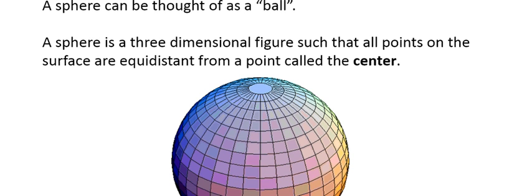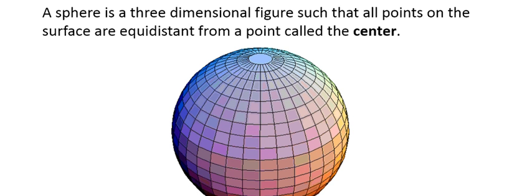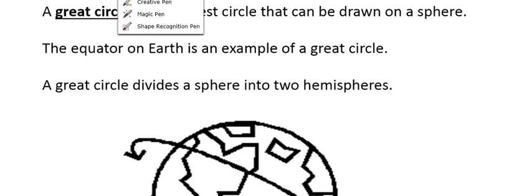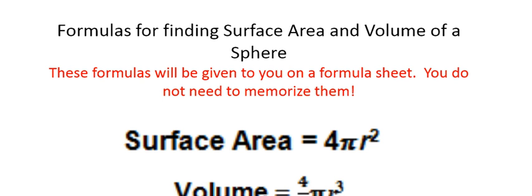The official geometric definition says it's a three-dimensional figure such that all points on the surface are an equal distance away from a point that's called the center. Now, a great circle is the largest circle that we can draw on a sphere. On Earth, the equator is an example of a great circle. The great circle will divide a sphere into two hemispheres. So there's kind of a new vocabulary for you. A hemisphere is going to be half of a sphere.